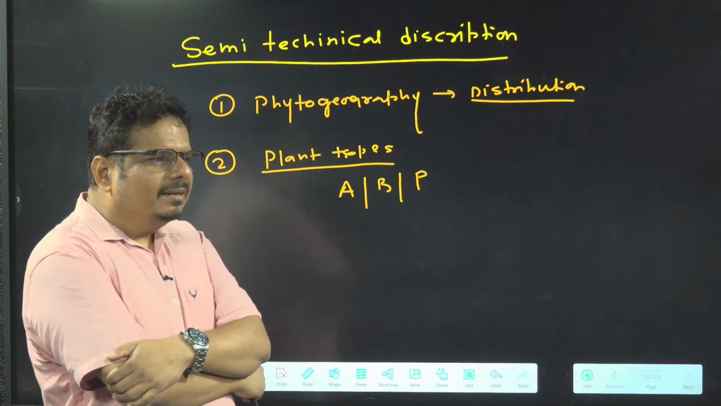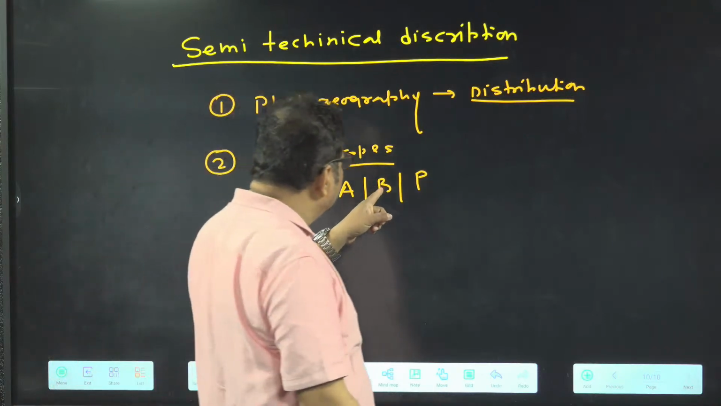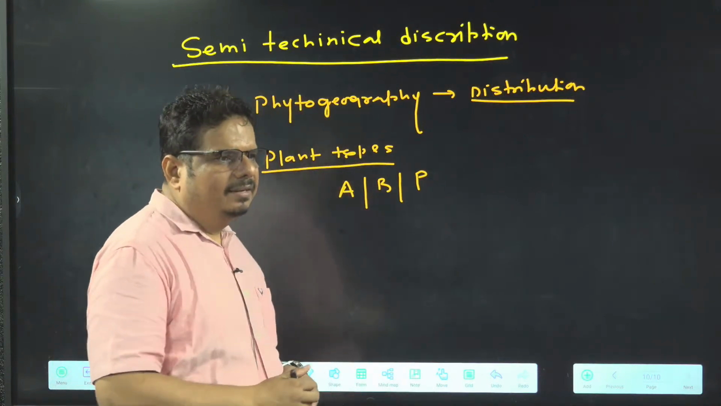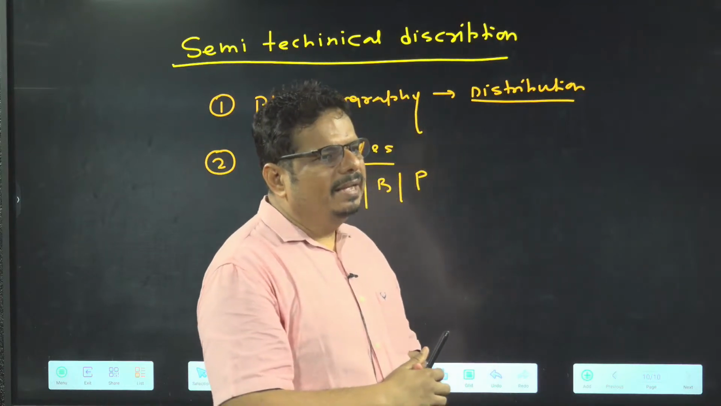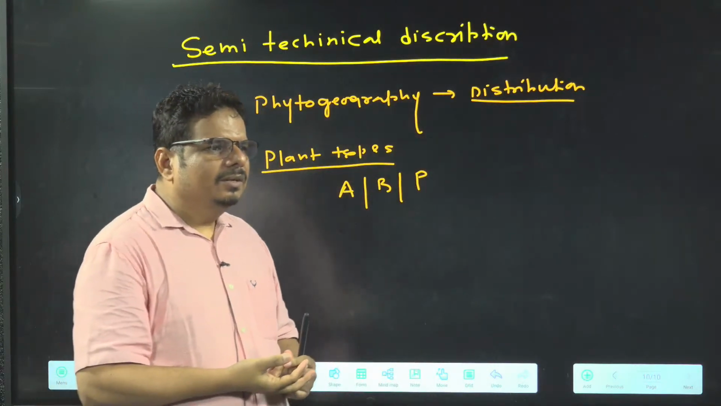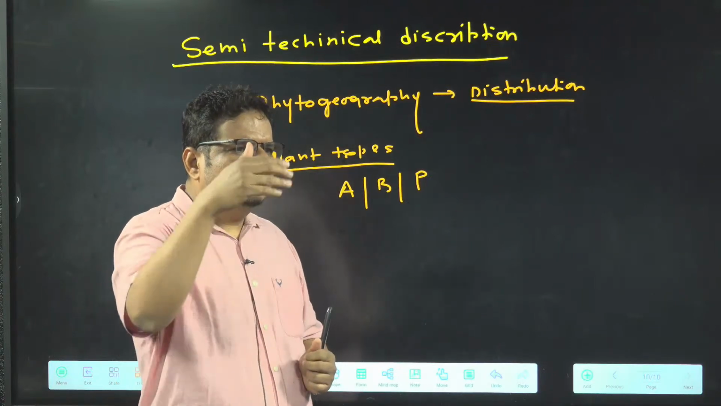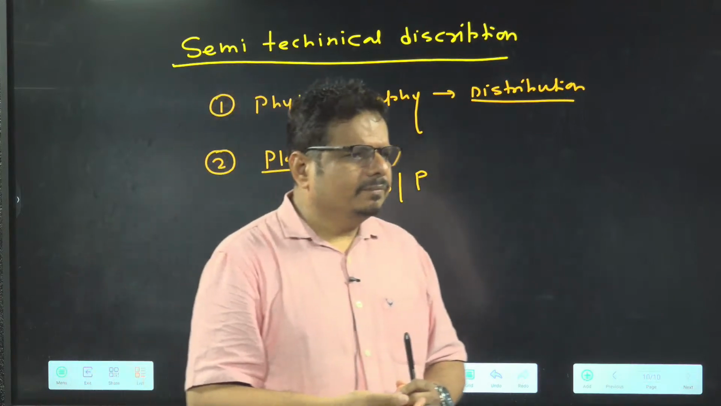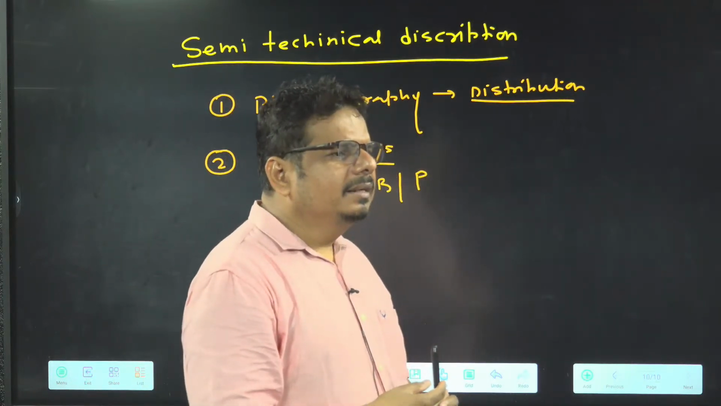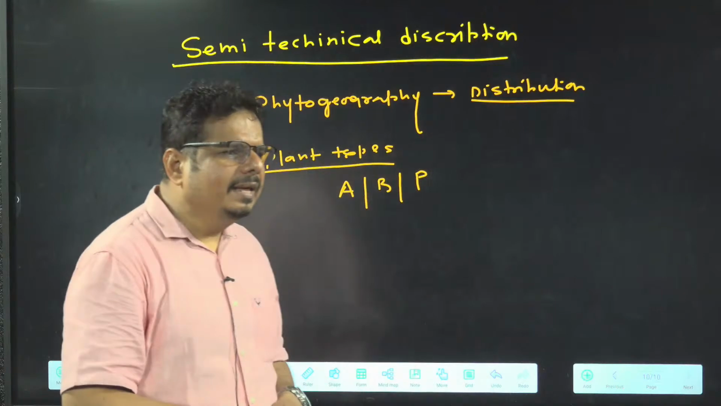Are you getting the idea? So the plant that completes its lifespan in how many years? Two years. It is called a biennial plant. Sugarcane, it takes two seasons. Carrot is a biennial plant. Beetroot is a biennial plant.